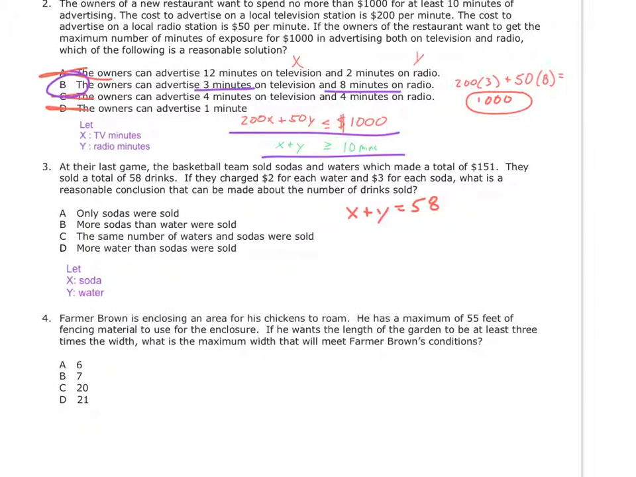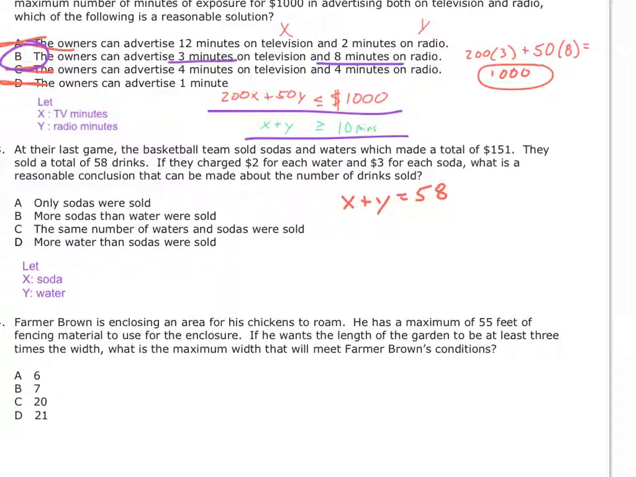Now it also says if they charge $2 for each water and $3 for each soda, what is a reasonable conclusion? Well, we know that each water is going to be Y and each soda is going to be X. So make sure you put each number with its X and its Y. So my second equation is going to be 3X plus 2Y. And we're talking about dollars now, so $2 and $3 each gives me a total of $151.